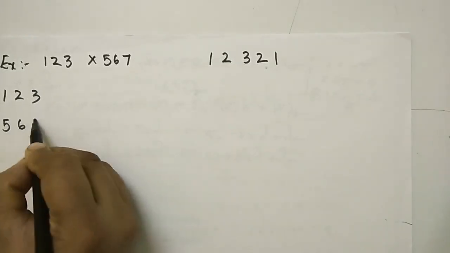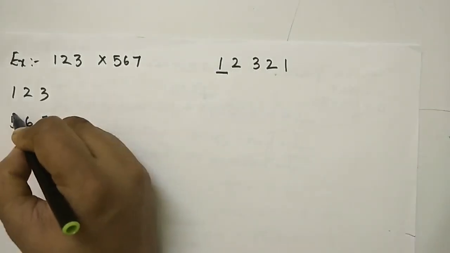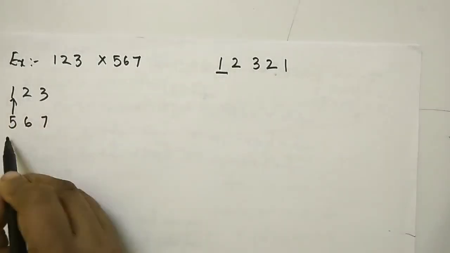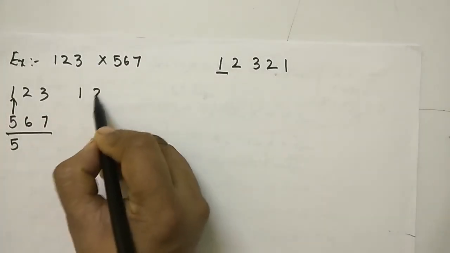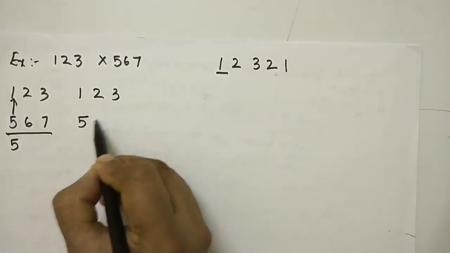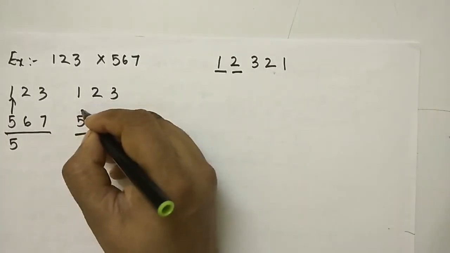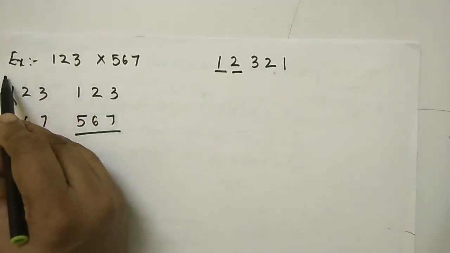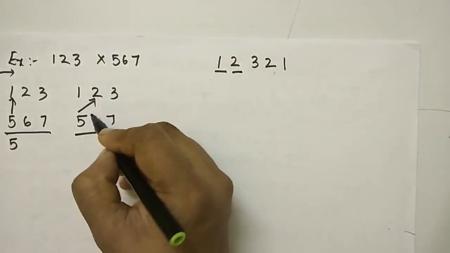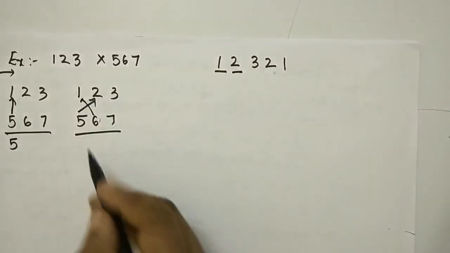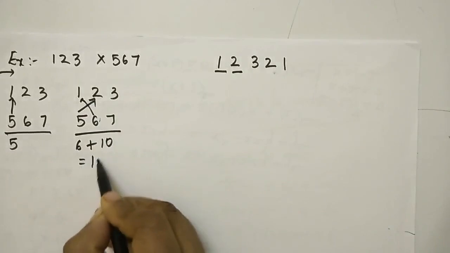So write down the numbers here. 5, 6, 7. Here 1. Is it not? So you have to calculate 5 into 1. You will get 5. Next 1, 2, 3, 5, 6, 7. Okay. Next pattern number is 2. So as multiplication should be in this direction, you have to take these two numbers. 5 into 2 and 6 into 1 you have to calculate. 6 into 1 is 6 plus 5 into 2 is 10. So you will get 16.